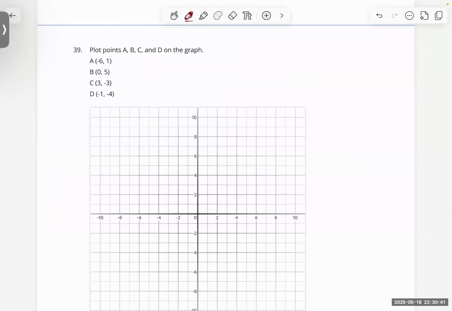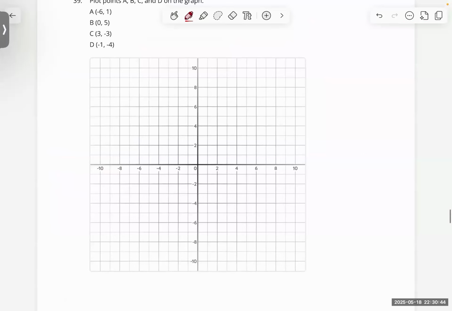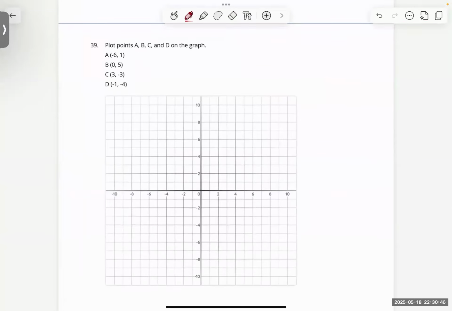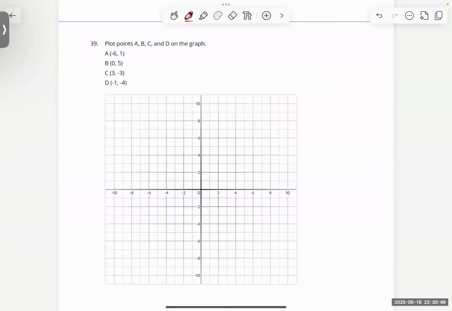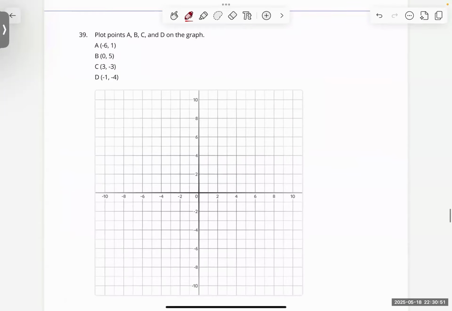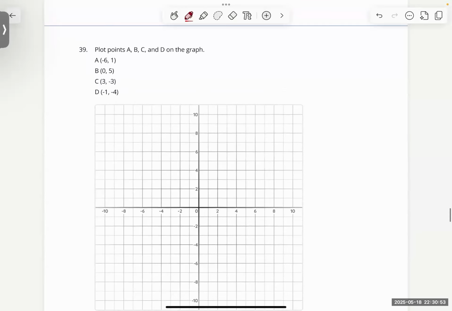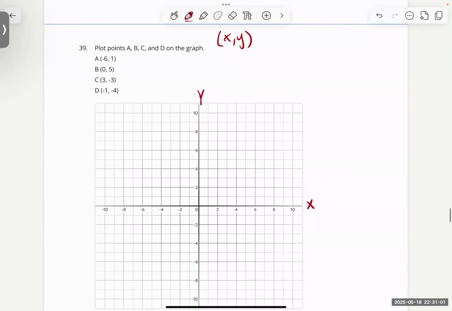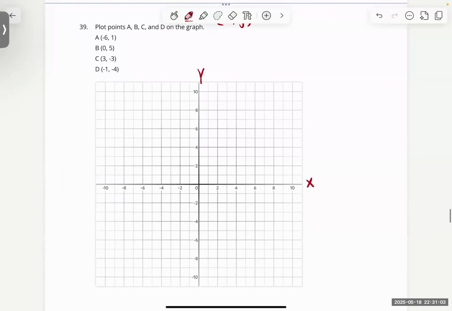Plot points A, B, C, and D on the graph. I don't know how you're going to be able to do this on the GED, like how it's going to be formatted. But essentially, let's look at point A. Remember, we always read coordinates as x, comma, y. X-axis, y-axis. So -6, comma 1. We're looking at the x-axis first, so we go left 6 and then up 1. So point A is right there, -6, comma 1.